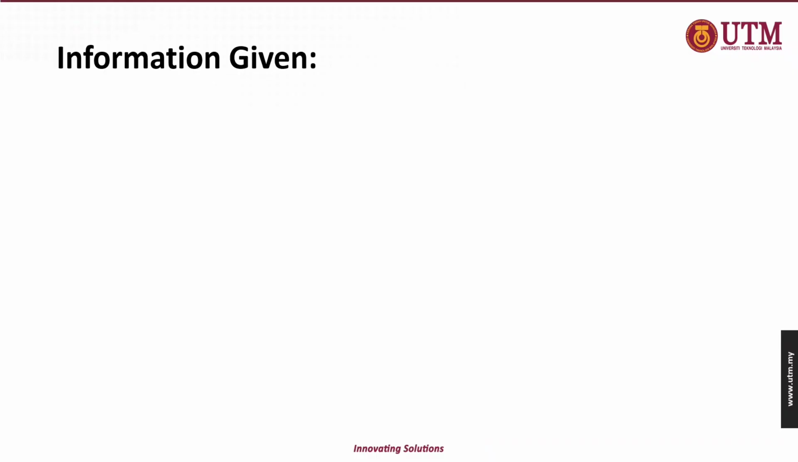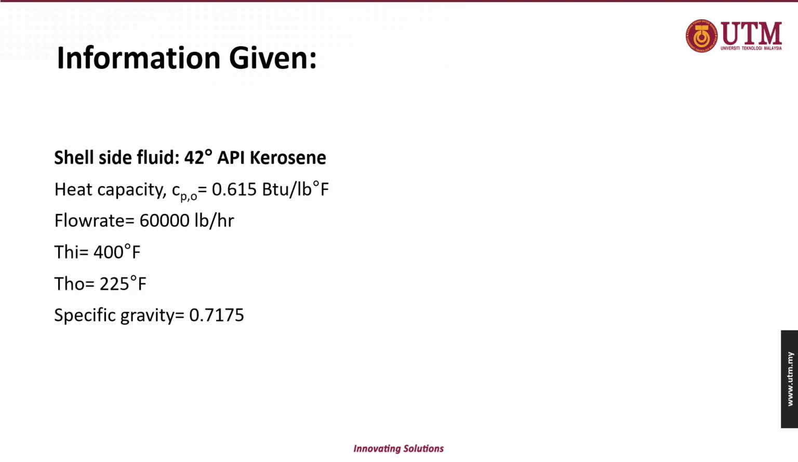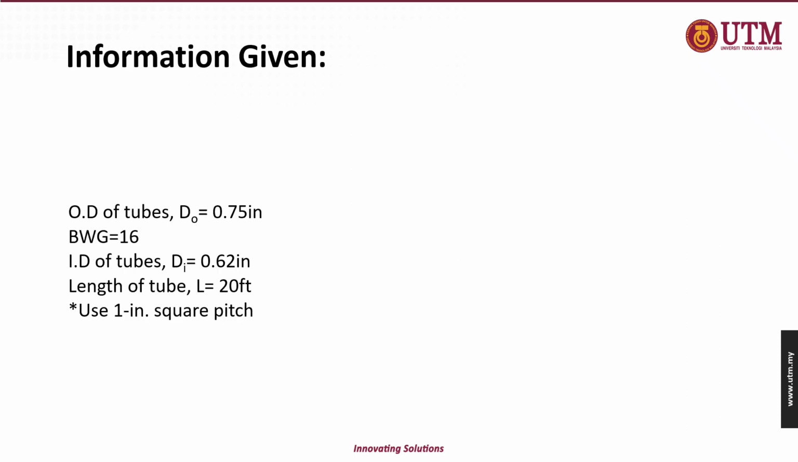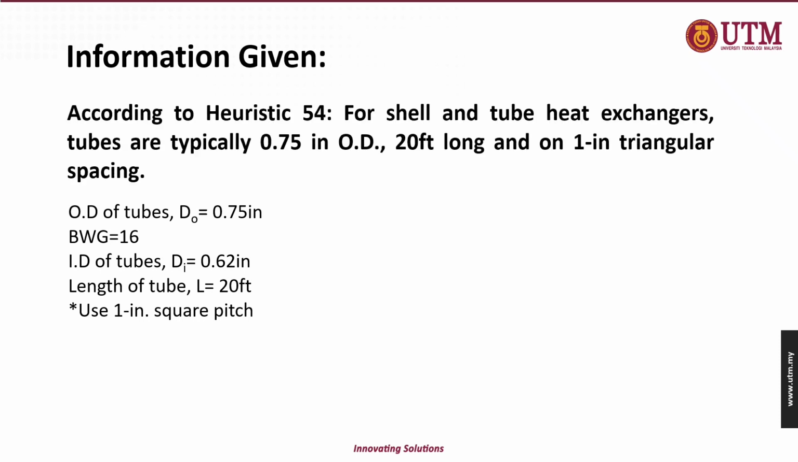The summarized information given are degree API for shell and tube side fluid, heat capacity for both inlet and outlet, flow rate, velocity, hot and cold temperatures, and specific gravity for shell and tube side. According to heuristic 54, for shell and tube heat exchanger, tubes are typically 0.75 inch outside diameter, 20 feet long, and on 1 inch triangular spacing.